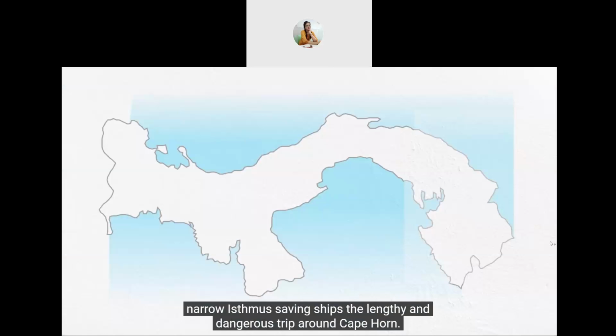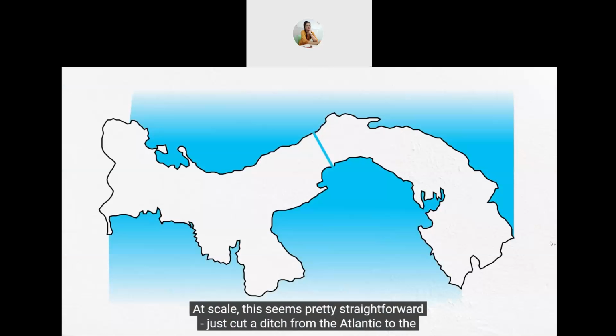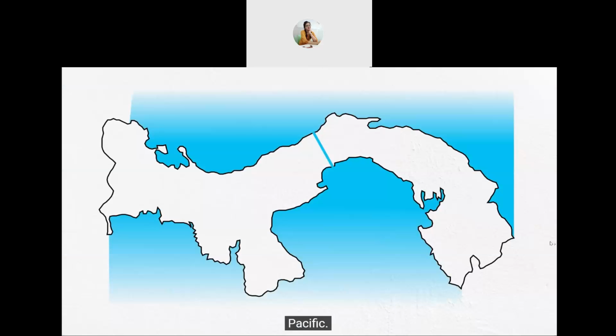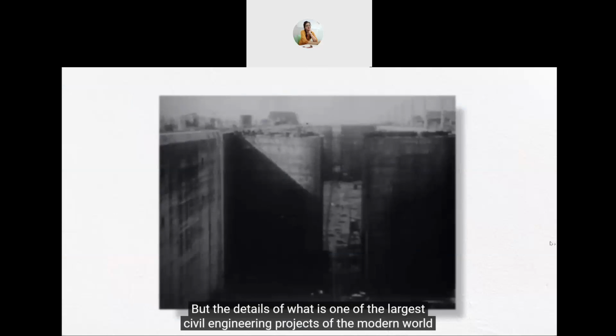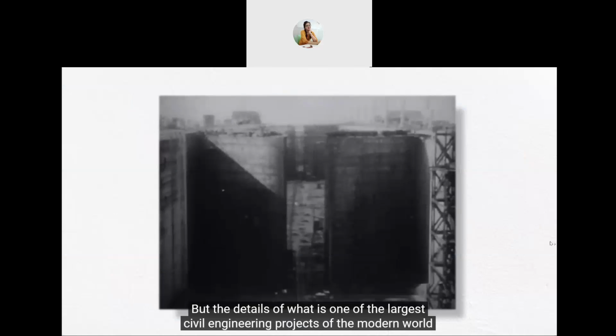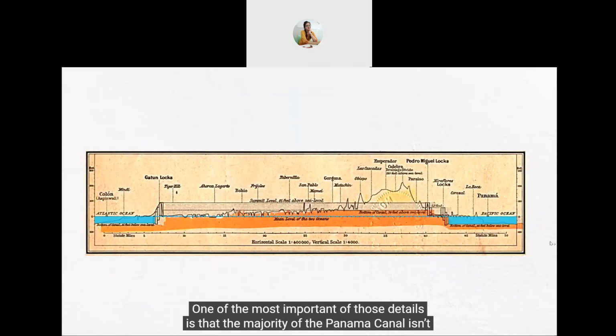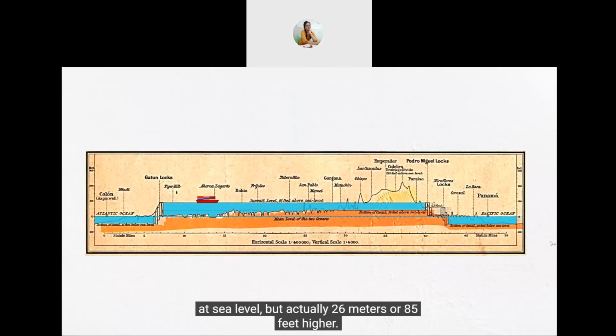At scale, this seems pretty straightforward. Just cut a ditch from the Atlantic to the Pacific. But the details of what is one of the largest civil engineering projects of the modern world are more complex. One of the most important of those details is that the majority of the Panama Canal isn't at sea level, but actually 26 meters or 85 feet higher.